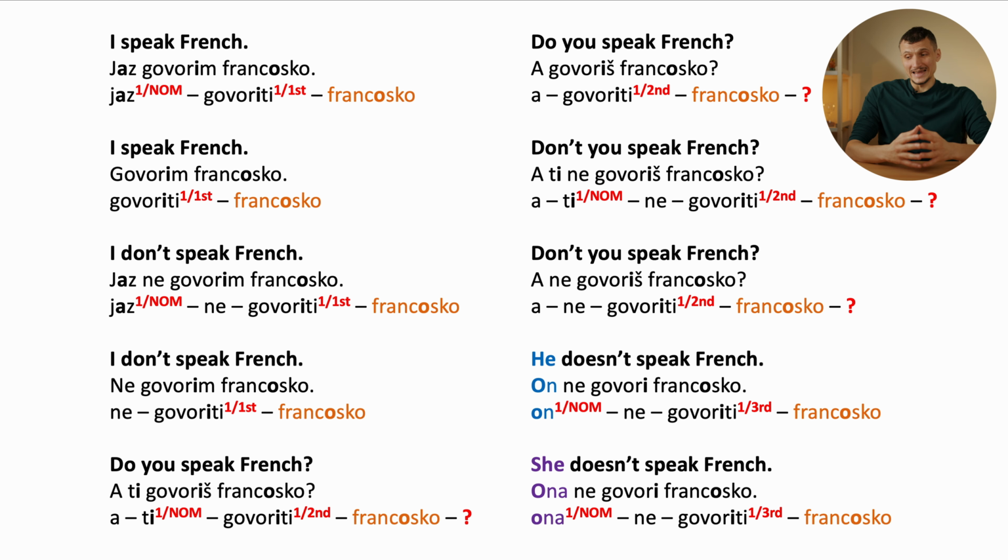And as you can see, negation, generally, to negate a verb, to say not, to not sleep, to not whatever, is ne in the present tense. So it's jaz govorim francosko, jaz ne govorim francosko. Or ti govoriš francosko, ti ne govoriš francosko. And if we want to change those into questions, we just add a at the beginning. A ti govoriš francosko? Do you speak French? A ti ne govoriš francosko? Don't you speak French? And that's pretty much it for today's lesson.